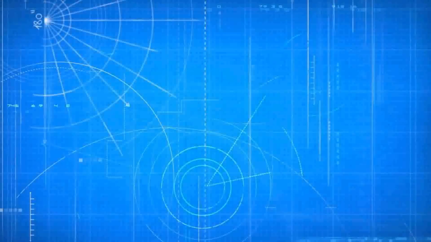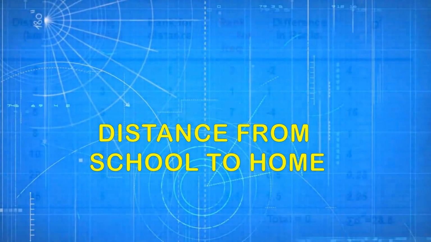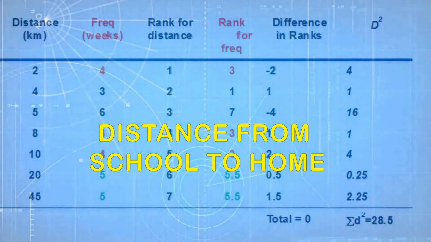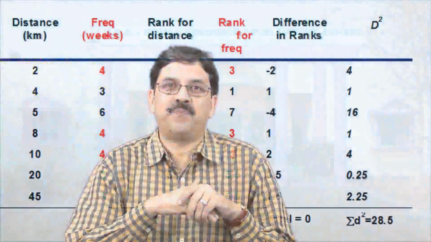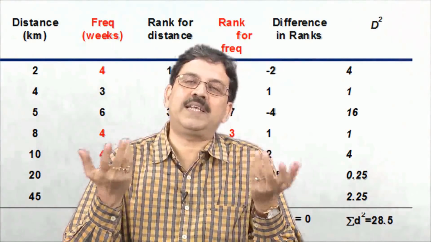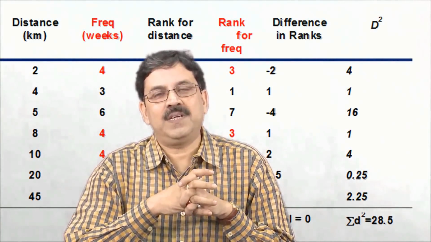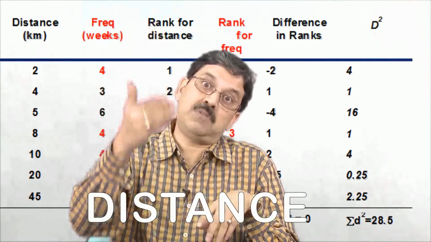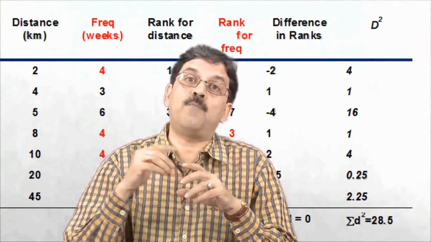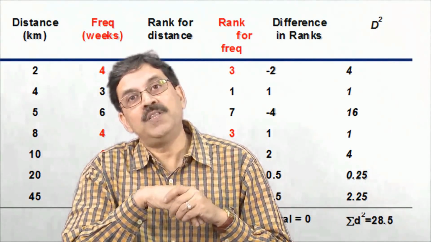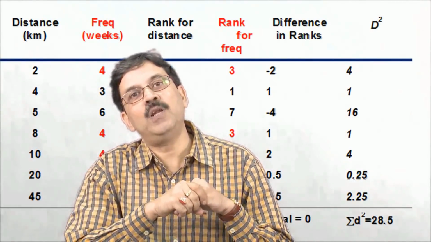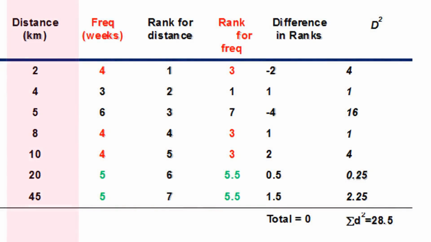A researcher may hypothesize that the distance from school to home does matter in attendance level. So, a researcher collected data on 7 students. He collected data on the distance of the students from home to school and also their frequency of attendance to school in a week. In the first column, you can find the distance recorded for each of these students and their frequency of attendance in the class.